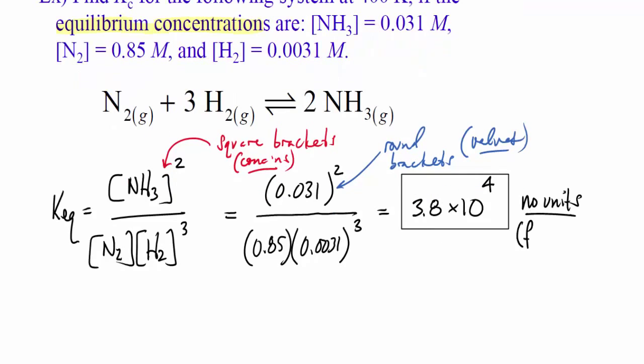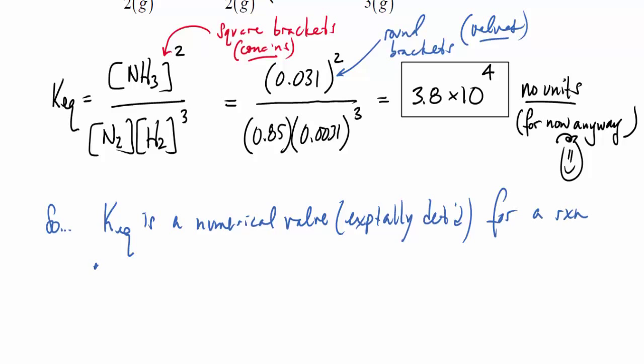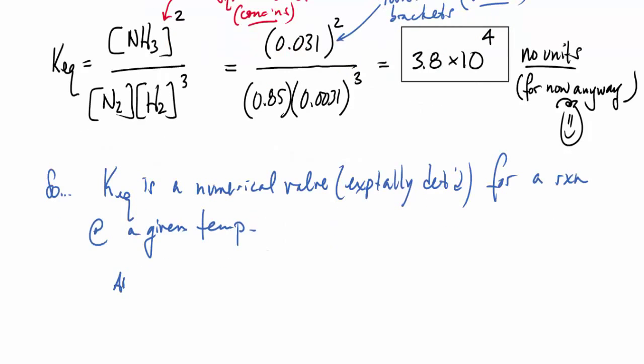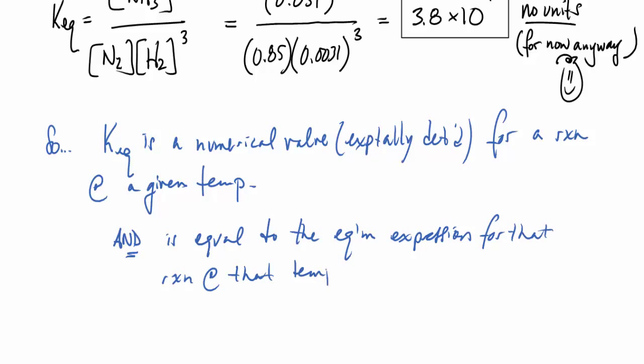So this Kc value here has no useful units for our purpose right now. It does have units, but we're just going to leave those alone for now. Anyway, it's a numerical value, experimentally determined for a reaction at a given temperature. That's the Keq. And it's equal to the equilibrium expression for that reaction at that temperature.